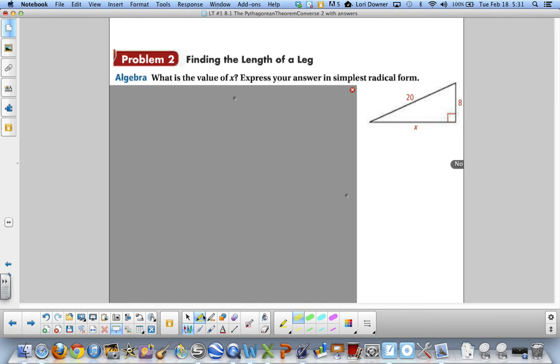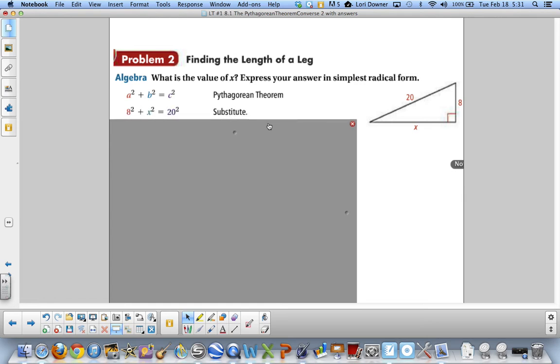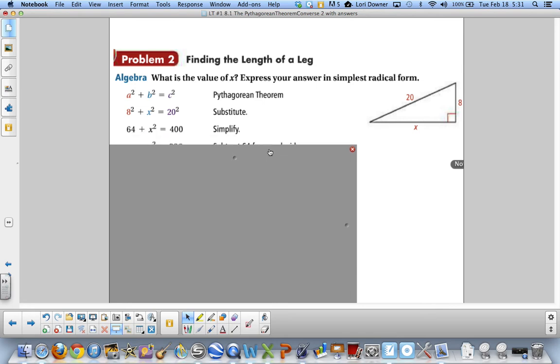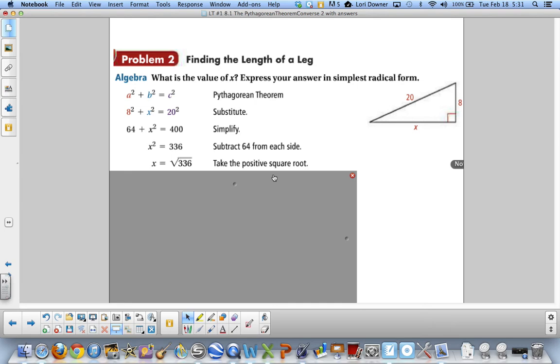What is the value of x? And then simplest radical form, it's okay if you don't know how to do that, but let's solve for x. I can see here that 20 is my hypotenuse. I know that because it's opposite the right angle. So I can set it up as 8 squared plus x squared equals 20 squared. I'm going to solve this. 8 squared is 64, 20 squared is 400. Subtract 64, and then take the square root of both sides. So my exact answer is square root of 336.